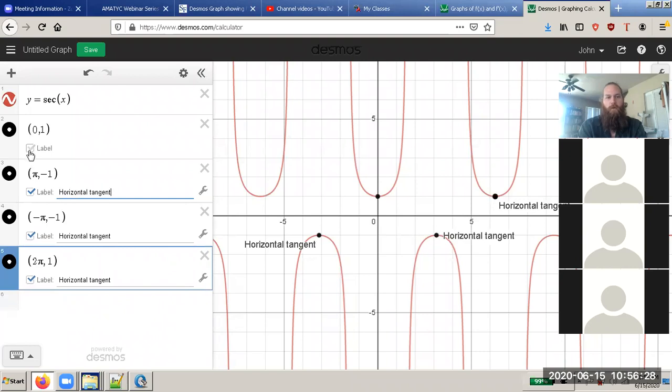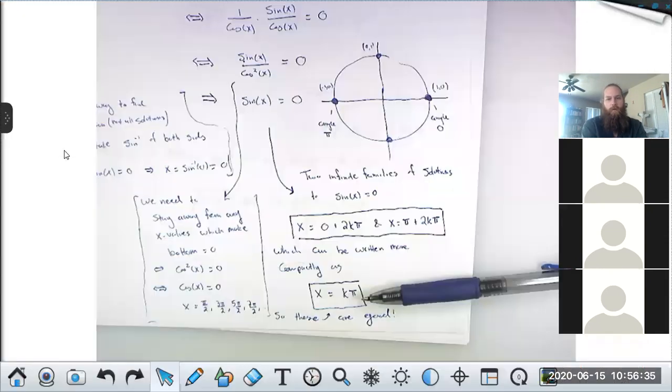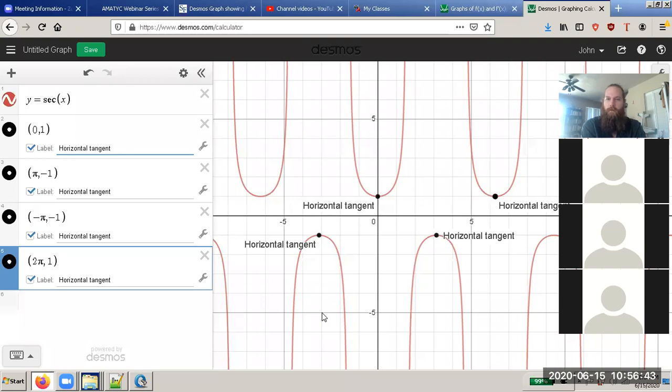And in general, they occur at any integer multiple of pi. And that's what we said over here. We should get horizontal tangents when x is any integer multiple of pi. So that's it. Does that make sense?